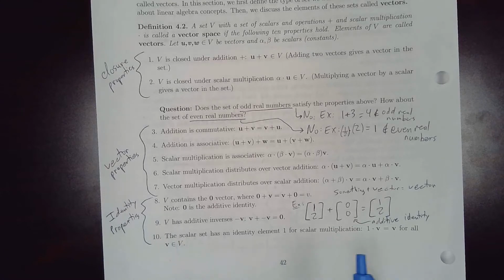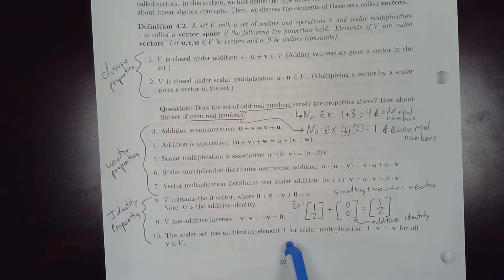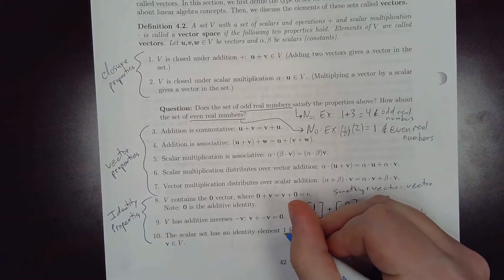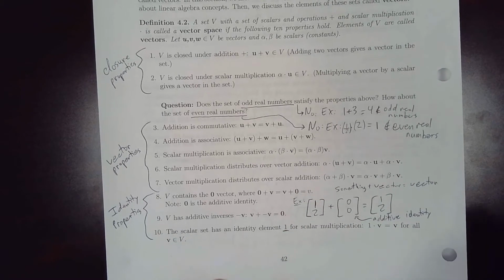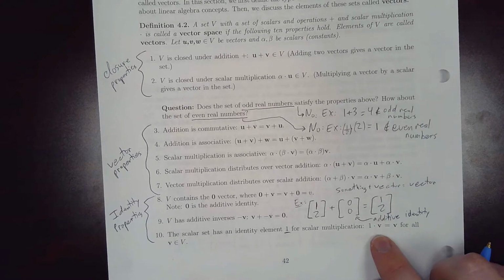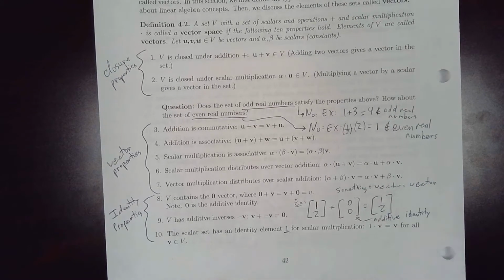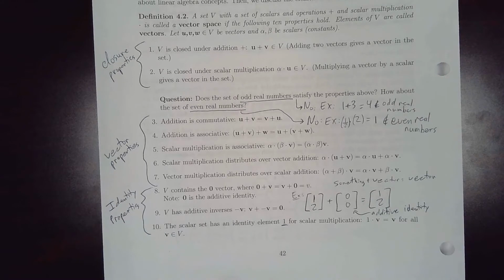And then the scalar set has an identity element 1 for scalar multiplication. So in other words, I can take 1 times a vector, and I get that vector for all vectors in that set. If we were in a graduate level class, sometimes that would be something other than the number 1. You're not going to have to worry about it being other than the number 1. We try to be very careful with this in case we have some math majors in the course, but in the end, this is not going to be something you're going to have to really worry all that much about.